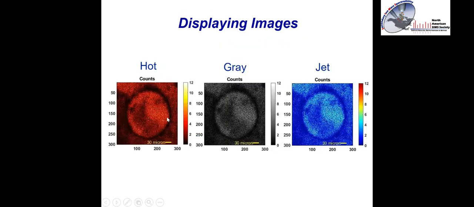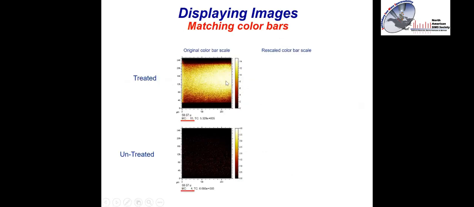These are just the same image with different color schemes that I see a lot in the literature. So hot, gray, or jet. I do think the gray scale is actually a good choice in many cases to avoid issues with color, as I mentioned before.